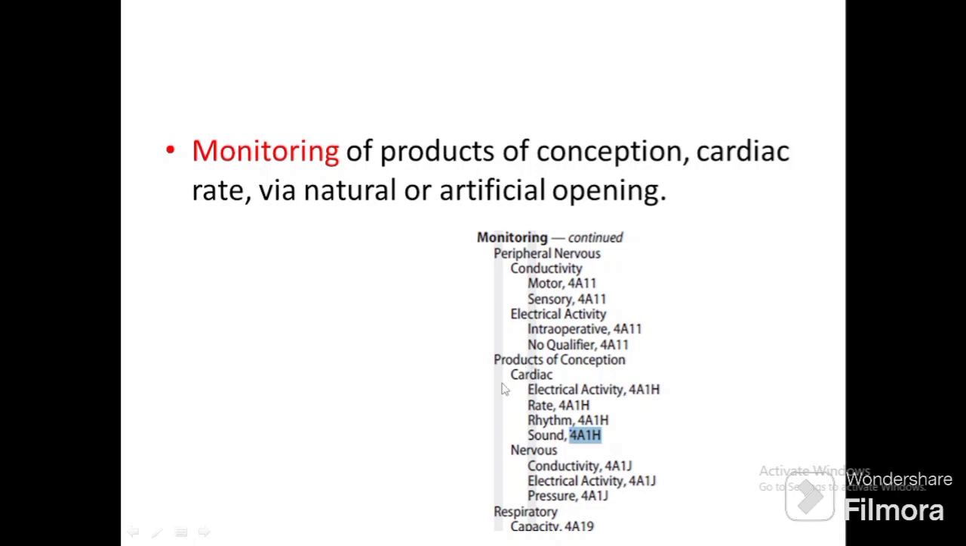So the fetal heart rate comes under cardiac. So under cardiac, sound or rhythm, rate, electrical activity all comes under 4A1. So we should use the table 4A1. So here the rate was monitored.